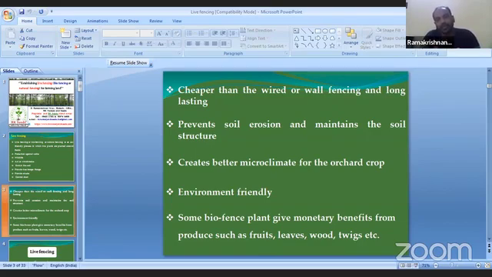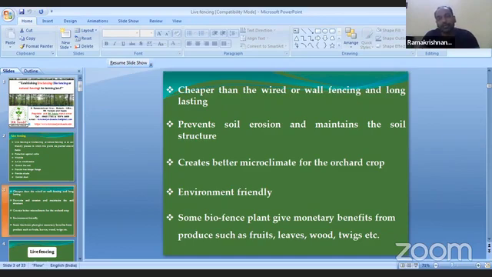Suppose we go for mechanical fencing, it is not possible. Each and every time it rains heavily, we must maintain it all the time. But with natural fencing, maintenance is avoidable. Why? Because the roots penetrate the soil, so automatically soil erosion is prevented.